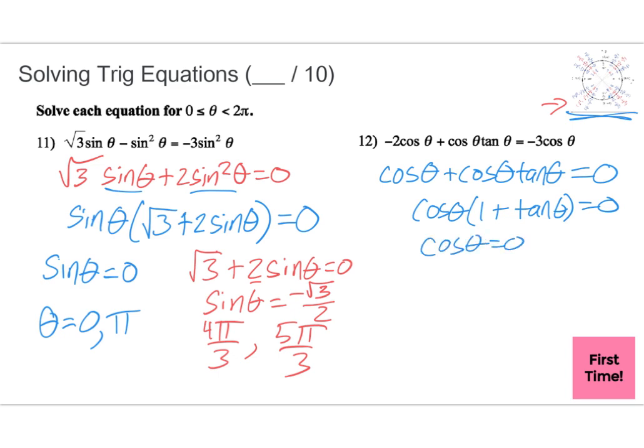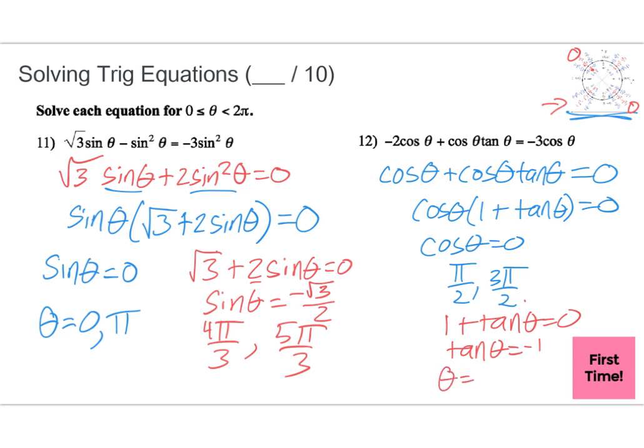Cosine theta is equal to 0. That happens at pi over 2 and 3 pi over 2. Again, please use the unit circle for that. And 1 plus tangent of theta is equal to 0. That means tangent of theta is equal to negative 1. We're looking for places that tangent has equal but opposite signs. That happens up here and down here. And our root 2 over 2 angles. So that gives us 3 pi over 4 and 7 pi over 4.